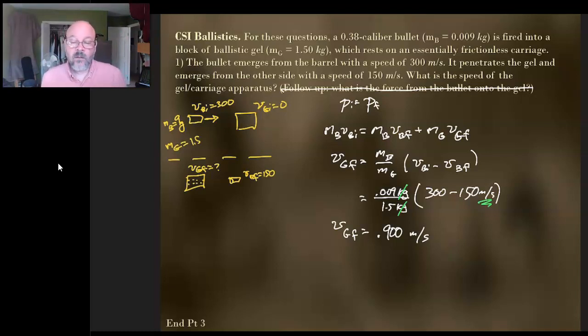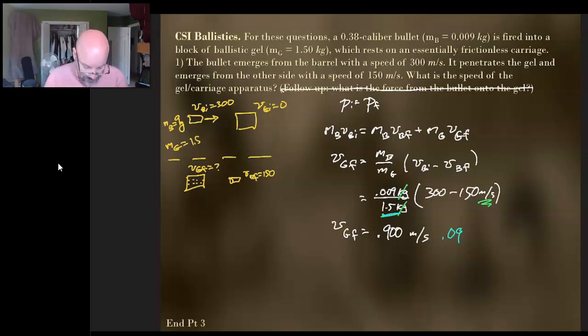Now, what if the gel was more than 1.5 kilograms? Okay, what if it was 15? Okay, see what's going to happen here. If it's 15, then this number down here becomes 15, and then this number becomes 0.09. Okay, sort of like that. So the more massive the block gets, the less we have for its final velocity that way. Okay, now it's going to be important in just a minute.